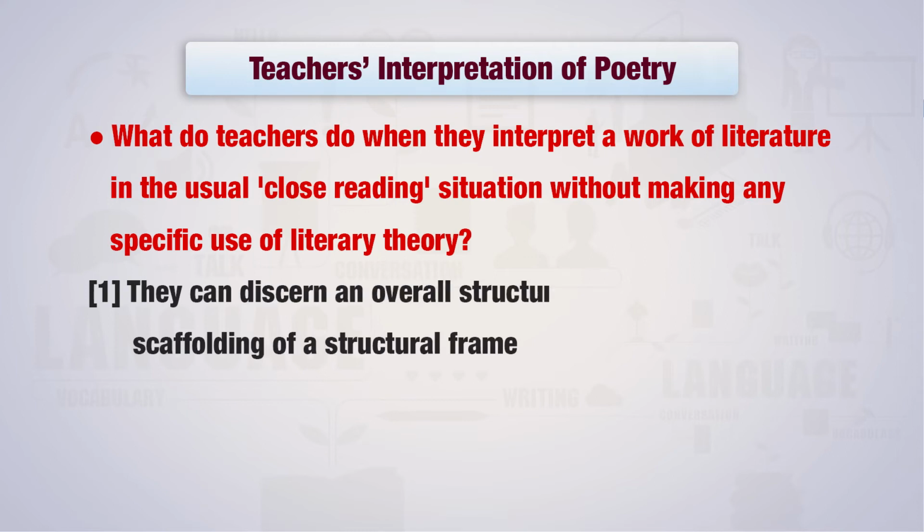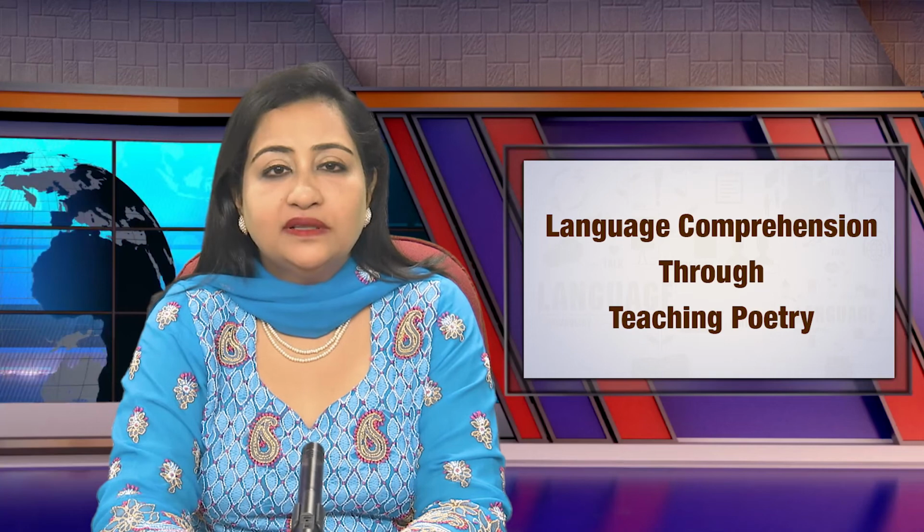First, we can discern an overall structural pattern or the scaffolding of a structural frame. These can be called macro patterns to distinguish them from the smaller scale patterning. For example, two elements in a poem may be paired and contrasted throughout, and this contrast can be supported by image patterns linked to each other. For example, The Tiger and the Lamb, that is, the two poems from William Blake, Songs of Innocence and Songs of Experience. Once the structural pattern has been perceived, a whole line of interpretation can be built.